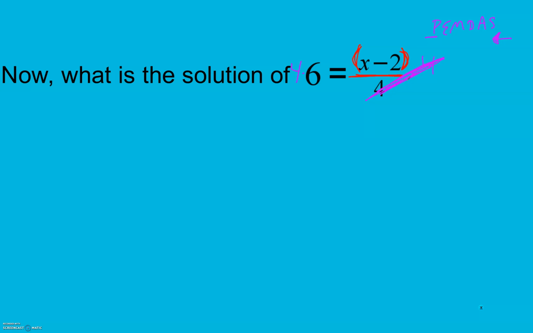I get rid of my division by multiplying. 4 divided by 4 gives me just 1, and 1 times anything is itself. Now to get my x by itself, I can go ahead and add 2 and get 26 equals x. Plug it back in to check. 26 minus 2 is 24. Divide it by 4 and I get 6.